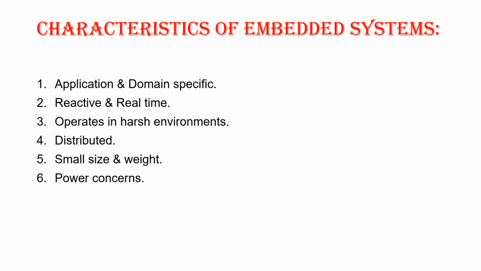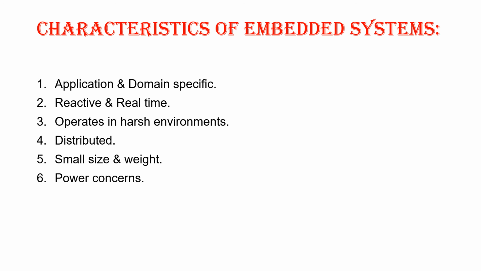Power concerns means the power should be very low and the power dissipation should be very low in an embedded system. Then only can we say that it is the best embedded system. It should be small in size and weight. It should be portable, we can take it anywhere. It should not be too large and should not weigh too much. And it should be distributed, we can send the data to any people. It should not be fixed like it is in our device.